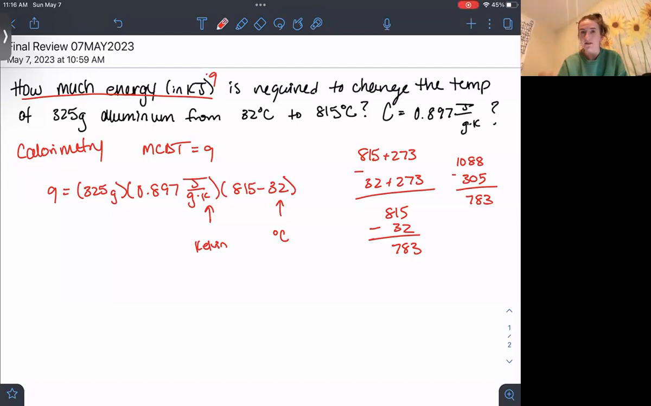When in doubt, if you're nervous, just always change it to match units. And then you would have no problem. But either way, this turns into 783. So then we can say that Q is equal to 325 grams.